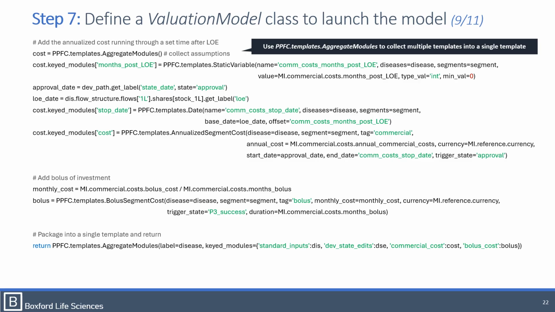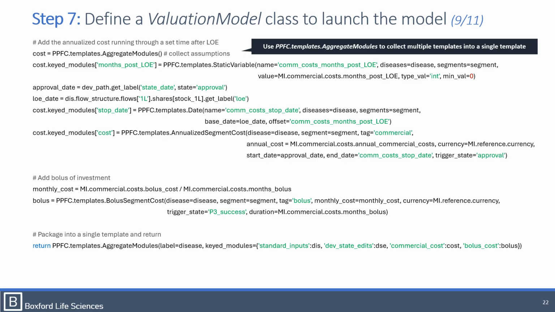And so since we're going to be defining a cost, we're going to be referring to a static variable and a date in that. Since there's multiple things that we have to define in order to implement the cost, we're going to use a template called aggregate modules, which can take a number of subtemplates and just stitch them together into a single one that we can refer to. And it's just a method of, again, structuring and layering on the inputs that we have.